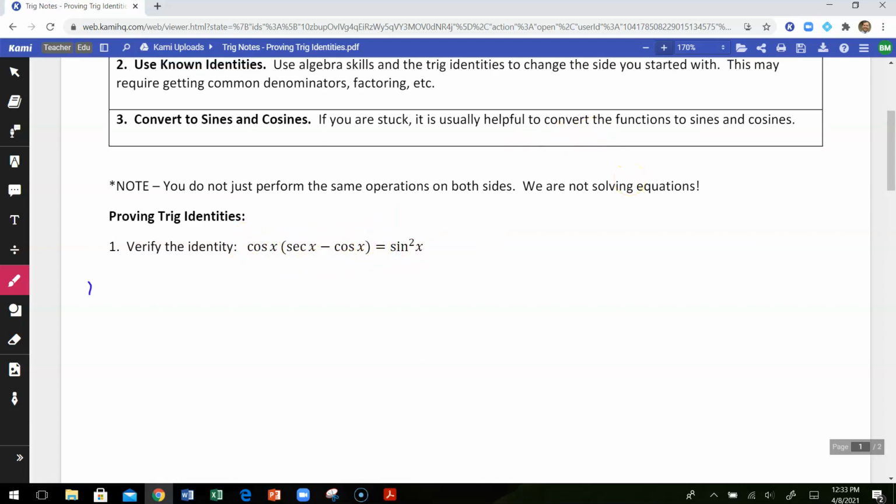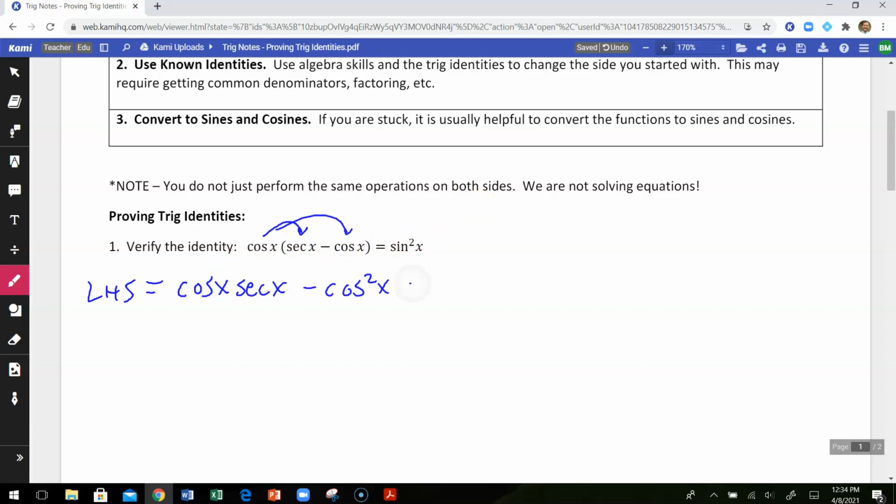So what I'm going to do is I'm just going to say left-hand side equals. And I'm going to do what I would do with the left-hand side, right? What I would suggest doing here is distributing your cosine x. So left-hand side equals cosine x times secant x minus cosine squared x. Right? If I distribute that cosine, that's what I'm going to get. Notice I haven't done anything at all to the right side. I'm not going to use that at all. I'm going to get there in the end. I'm just looking at the left side, doing some stuff to the left side.